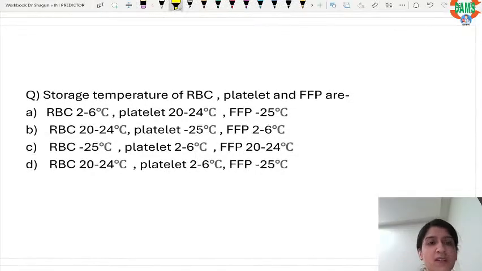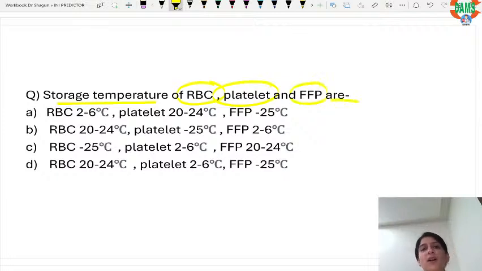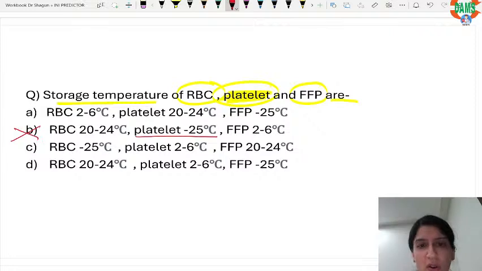Next question. The storage temperature of RBC, platelet and fresh frozen plasma are. Now always remember one point. There is one component that always gets upset whenever you talk about freezing temperature. It never likes freezing temperature, and that is going to be your platelet. Platelet always wants to stay close to room temperature. So the moment you say cold, platelet is going to get upset. So if I see platelet minus 25, gone; platelet 2 to 6, gone.